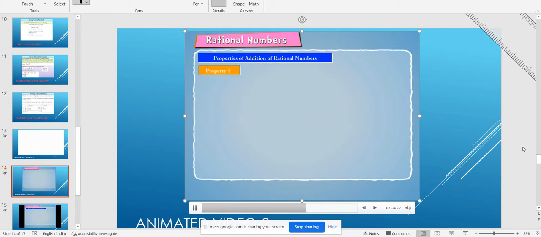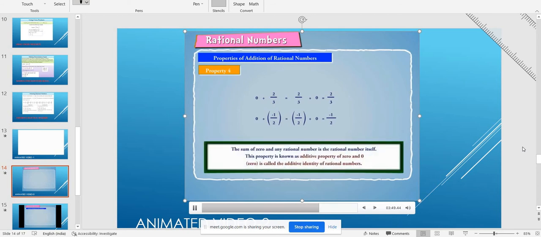Property 4. For this, let us consider the following examples. 0 plus 2 by 3 is equal to 2 by 3 plus 0 is equal to 2 by 3. Also, 0 plus minus 1 by 2 is equal to minus 1 by 2 plus 0 is equal to minus 1 by 2. Hence, the sum of 0 and any rational number is the rational number itself.